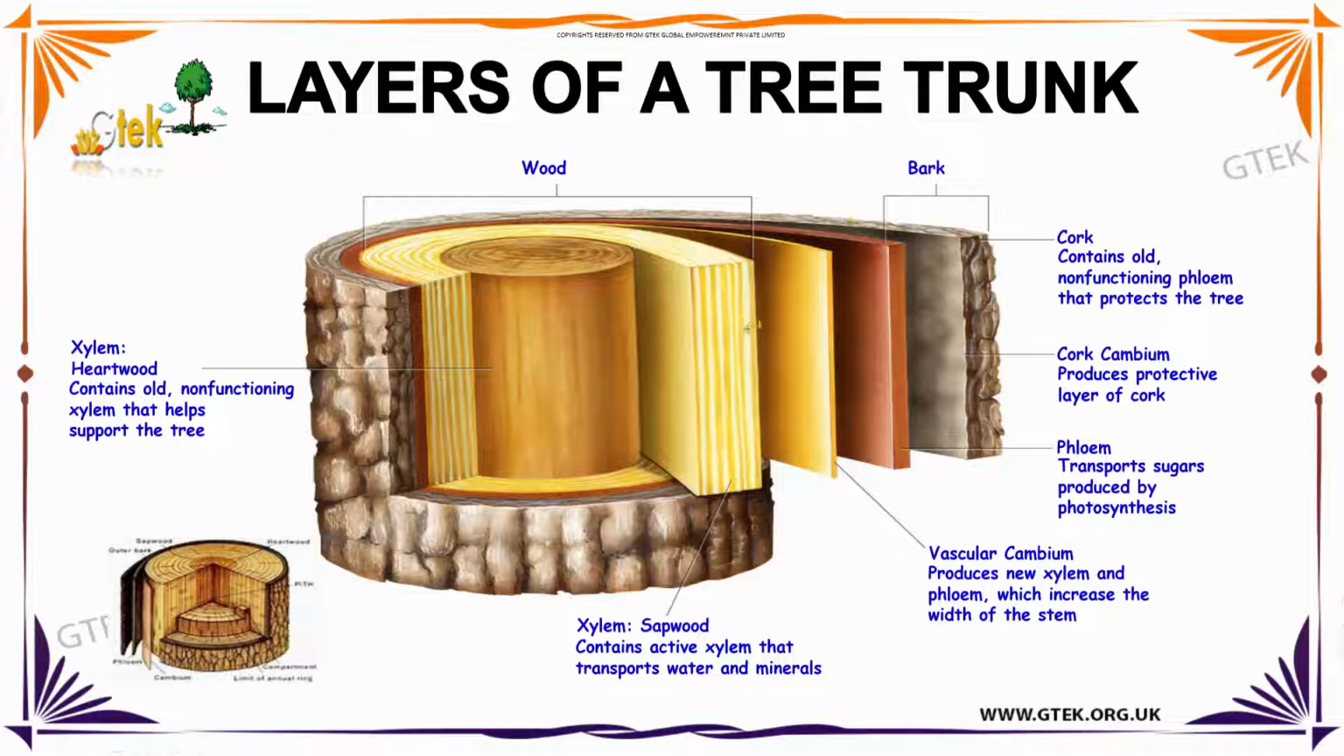This broad portion is called xylem sapwood. It contains the active xylem that transports water and minerals to the stems. And the center portion is called the heartwood. It contains the old non-functioning xylem that helps support the tree.